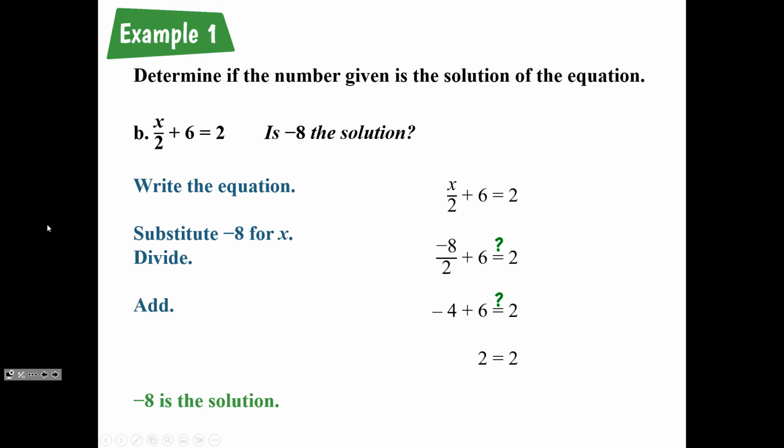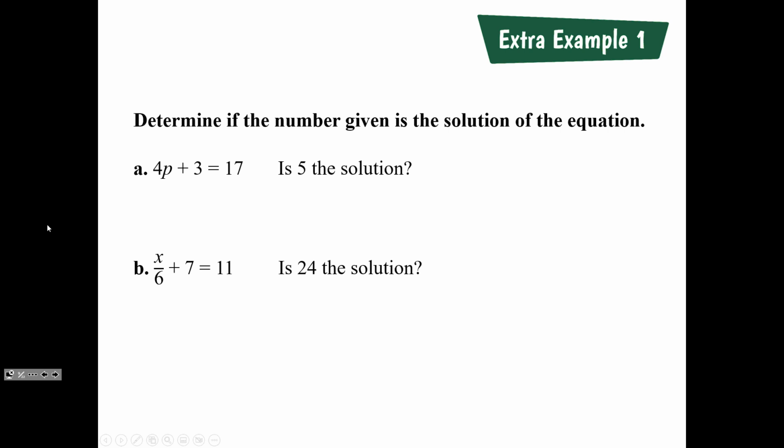Extra example number 1. These are not in your notes, so this is what you're going to be writing down on your notebook paper or a lined sheet of paper. And I would label this 1.1 lesson so you know that these notes are for 1.1. We're going to do A together, and then you're going to have time to do B. If you're listening to the recording, all you need to do is pause the video and then continue it once you're done.